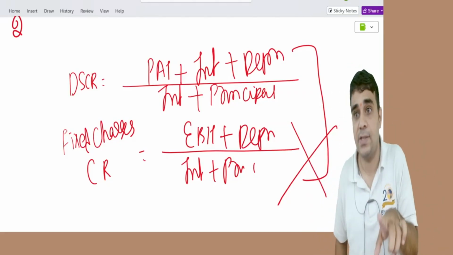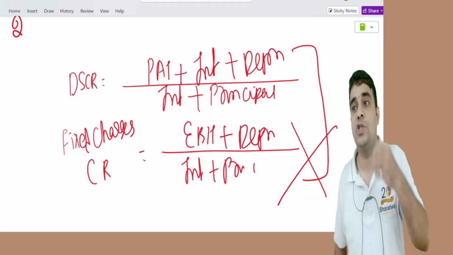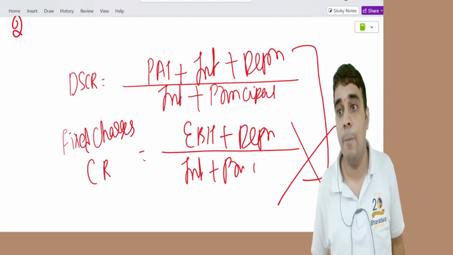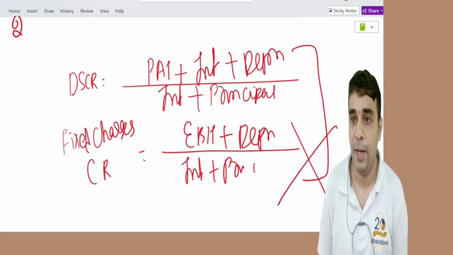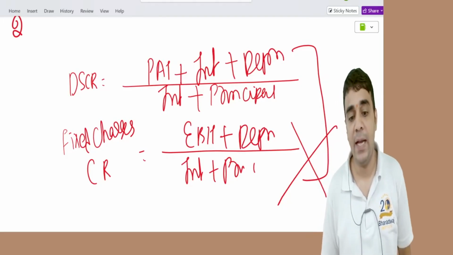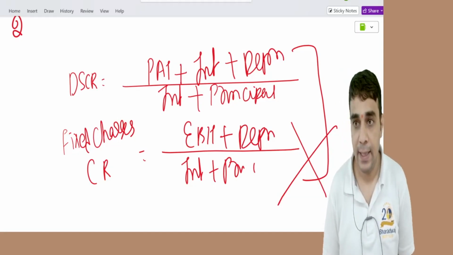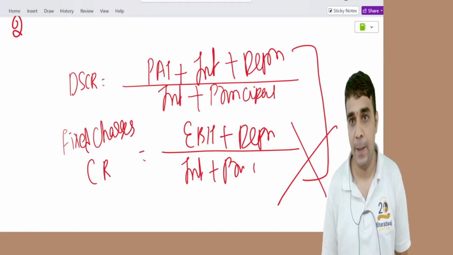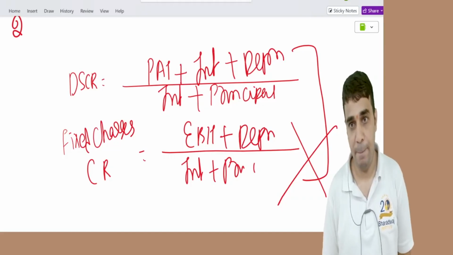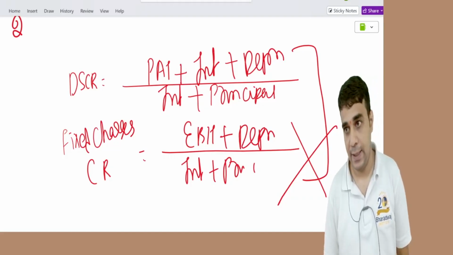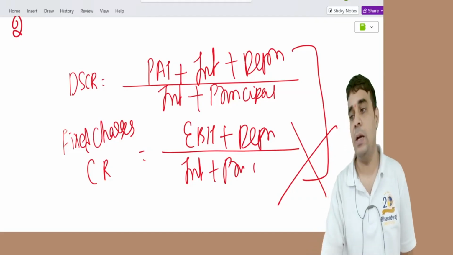But the debt service coverage ratio is on your profit after tax; you need to see whether you can pay the installment or not. On your profit after tax, you can't tell the government that I have to repay the loan, so I will not pay you tax. That is not possible. So PAT plus interest plus depreciation divided by interest plus principal. Very logical formula. Ideally, this is what I should use.